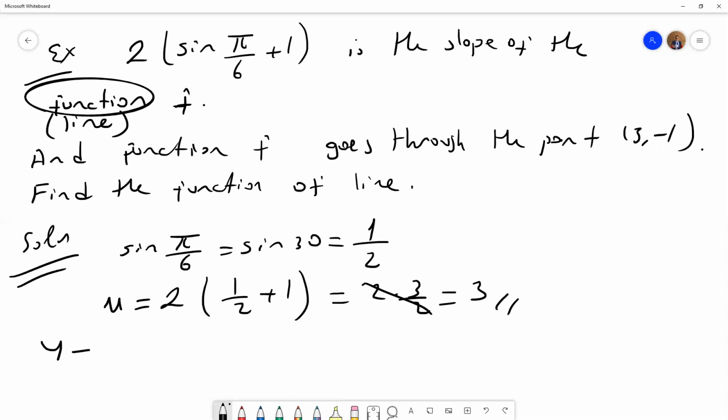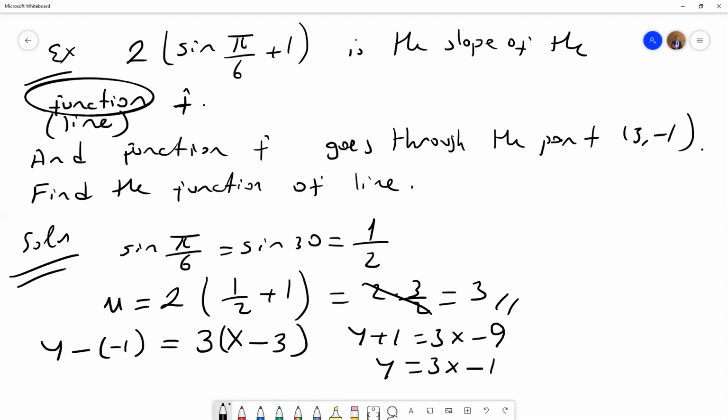So y subtract with -1, and our slope is 3, and x, we subtract the 3, and finally y plus 1 is equal to 3x minus 9, and y is equal to 3x minus 10. Okay, our line is this one. Yeah, y is equal to 3x minus 10. Let's go to another question.